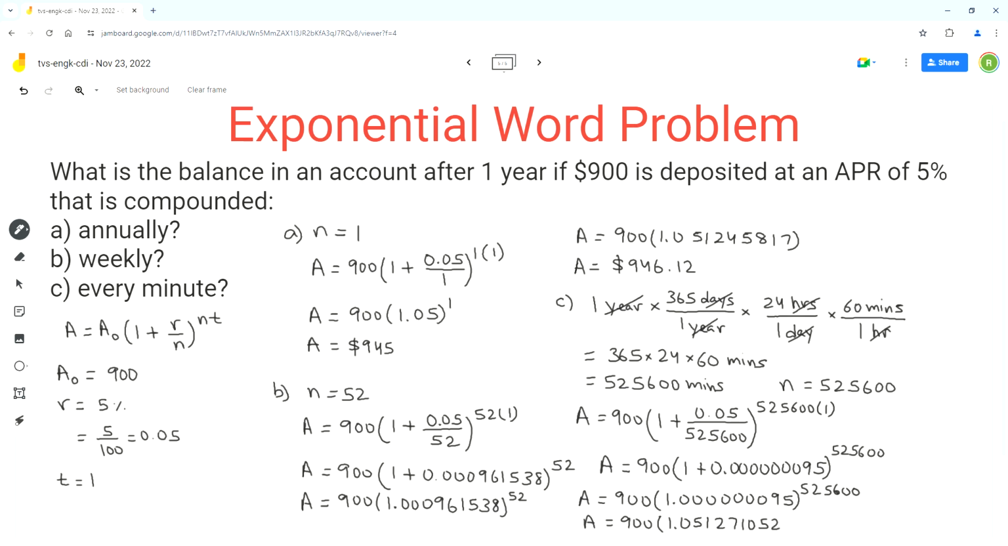Next, we can multiply the numbers. I get $946.14. So I rounded the answer to two decimal places. So this should be the final answer for the balance in the account after 1 year. So these are the steps you have to keep in mind to solve a problem like this one.